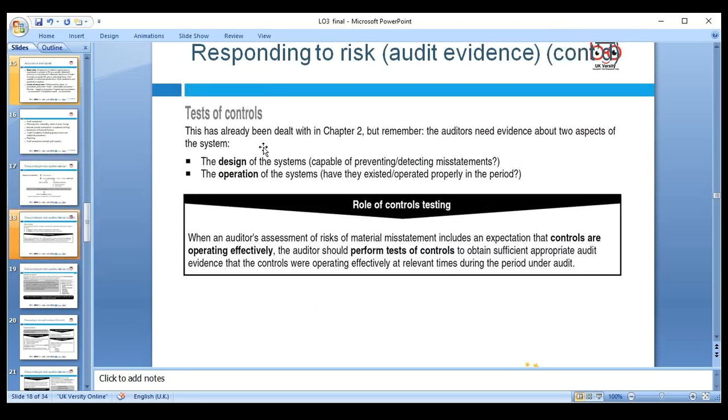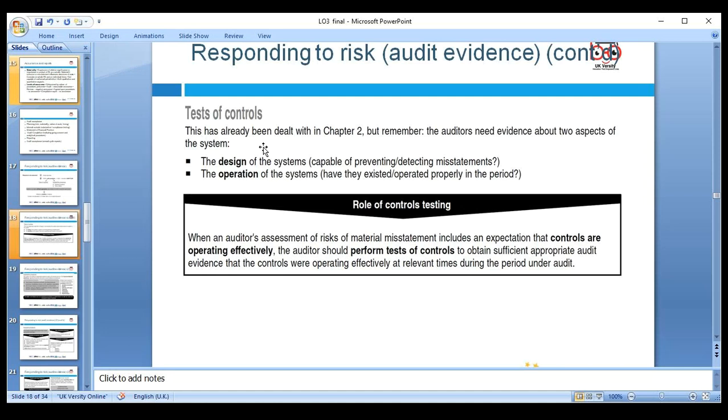Test of control. This has already been dealt with, which we explained a bit in lesson 2, chapter 2. We need evidence on aspects of the system: the design of the system, whether it is capable of preventing or detecting misstatement, and whether the system existed and operated properly in the period.